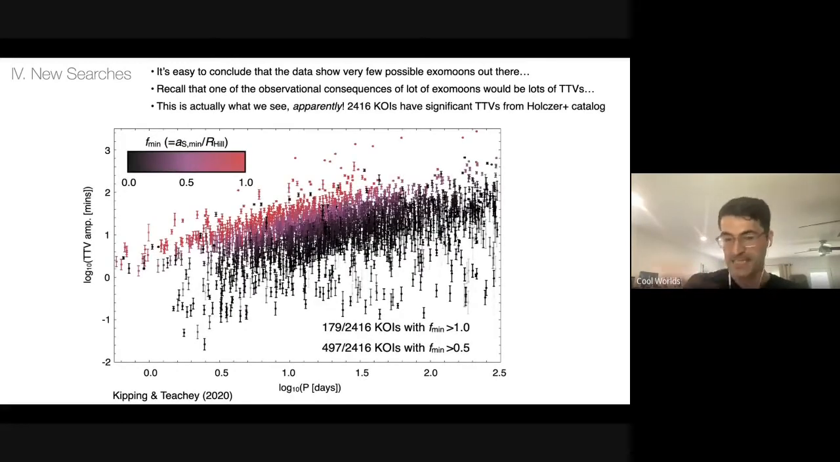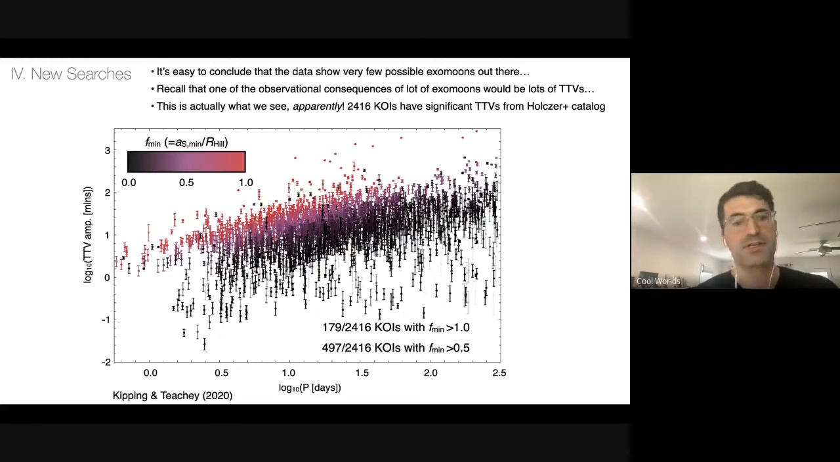When you look at the Kepler data, there are 2,400 Kepler planets that exhibit TTVs, as listed in the Holczer and Mazeh catalog from 2013. There are a lot of systems with TTVs. They're very, very common. Some of them are very small amplitude, but they are statistically significant. What's kind of crazy is that hardly any of these are inconsistent with being a moon. We wrote a paper called Impossible Moons, and we find that of these, only 179 of them are absolutely impossible to be a moon.